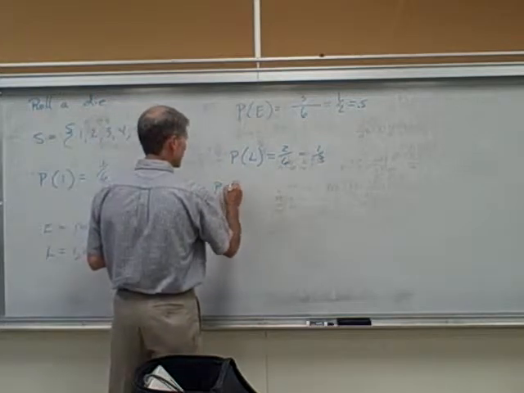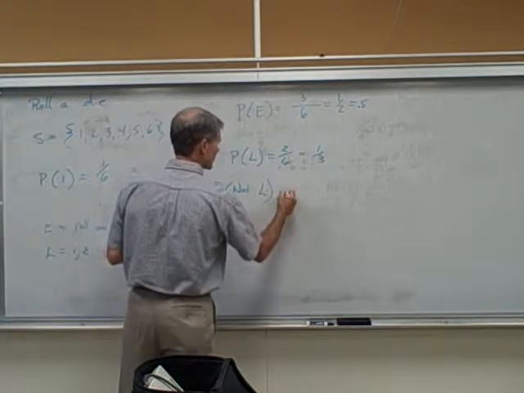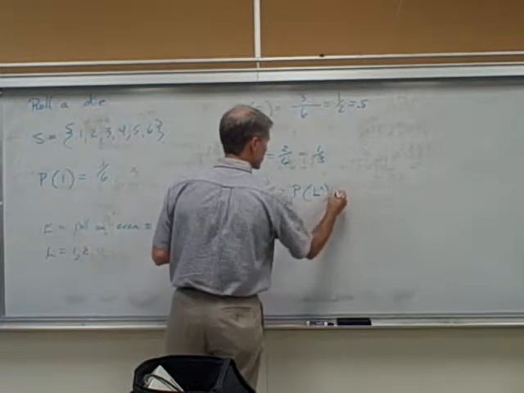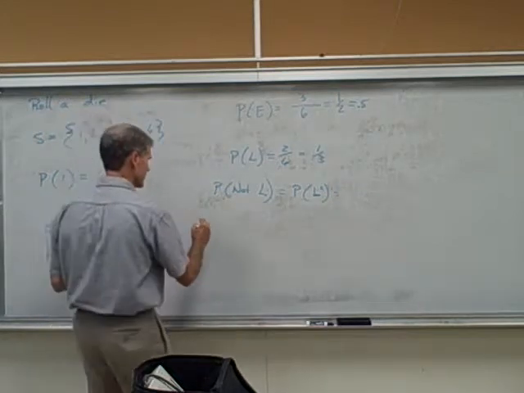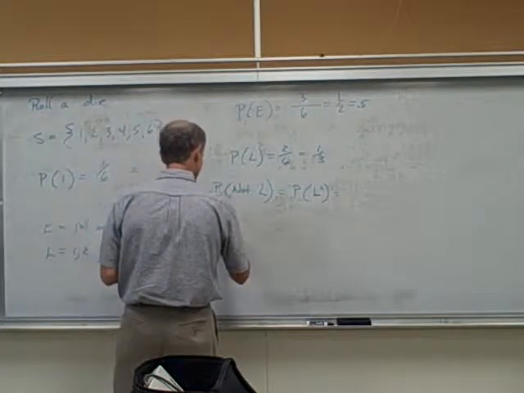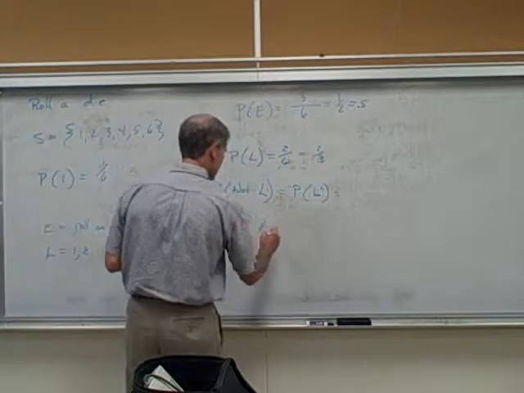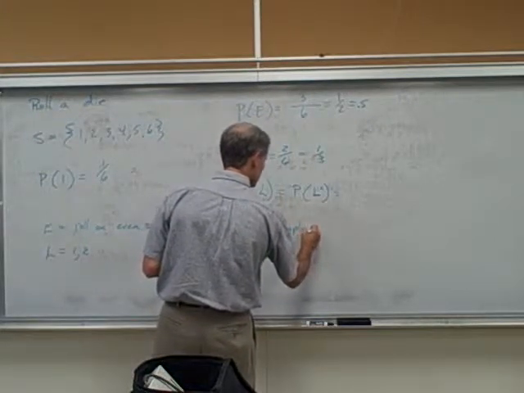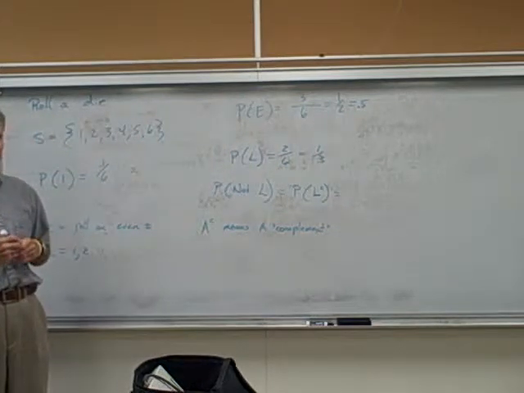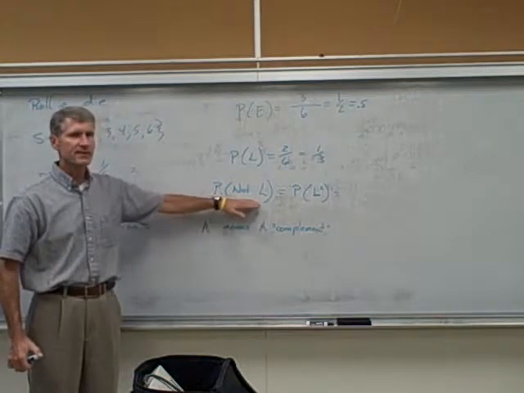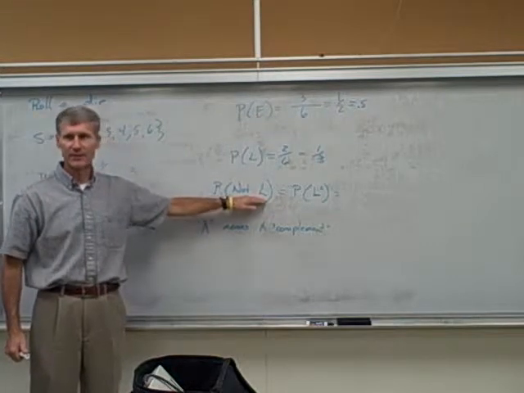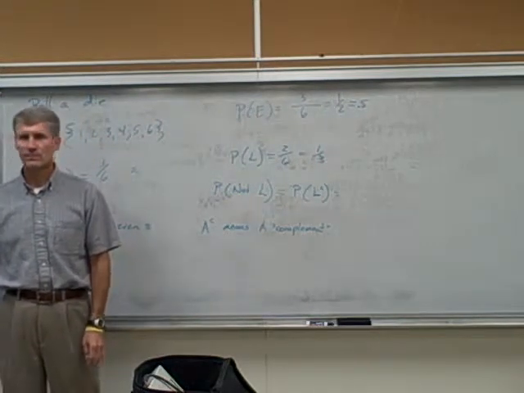Now, what's the probability of not L? Which we write as L with a little superscript C. That stands for complement. So A superscript C means a complement. And you read it as not that event, right? So what's the probability that you did not get a little number? 4 out of 6.